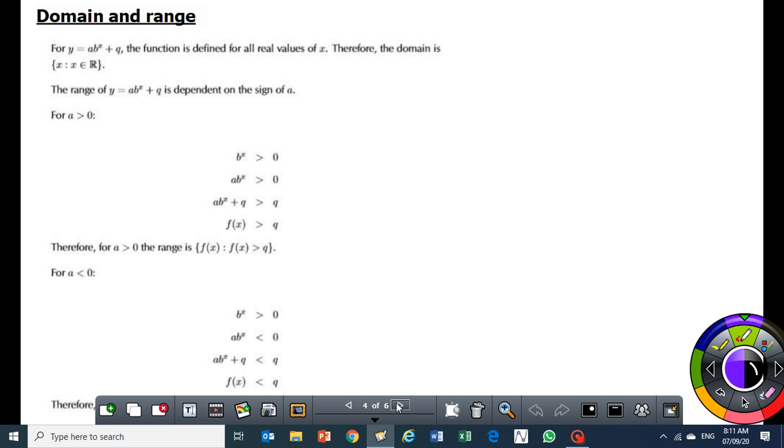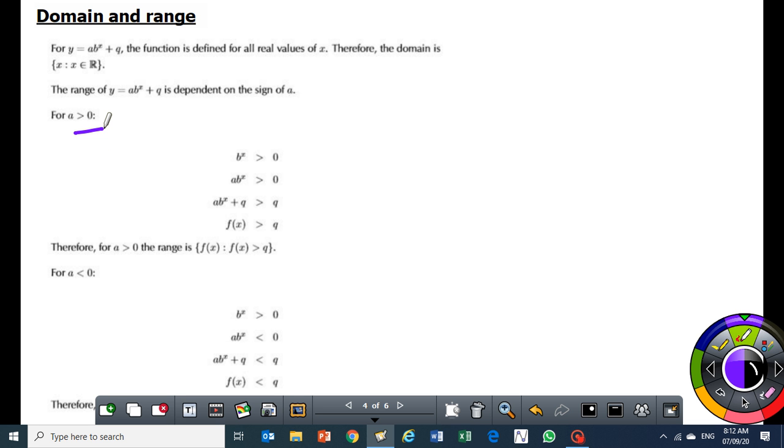Alright, so here, if you want to find your domain and the range, let's start with the range first. Now, the range is affected by the value of a, because if it's an increasing or decreasing function, the way you write the range will change. So if a is greater than 0, if you substitute an a which is positive here, you find that your y will always be greater than q.